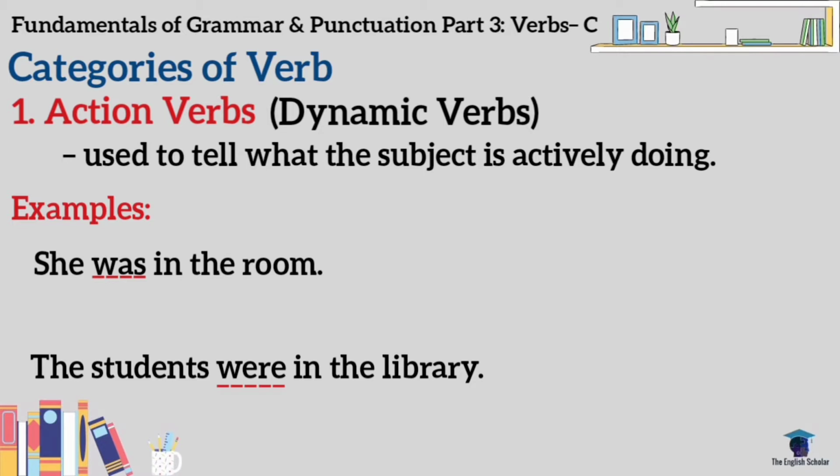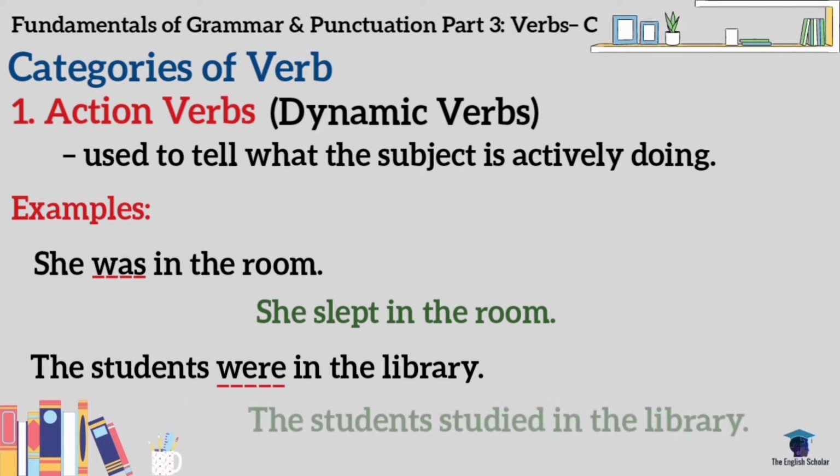I am not saying that it is wrong to write such kind of sentences, because there are really times that we know that someone is there in a certain area, but we just do not know what he or she is doing. But if we know what the person is doing, then writing these kind of sentences is being uninformative. So we could instead say, she slept in the room, or the students studied in the library. That's more meaningful and more specific.